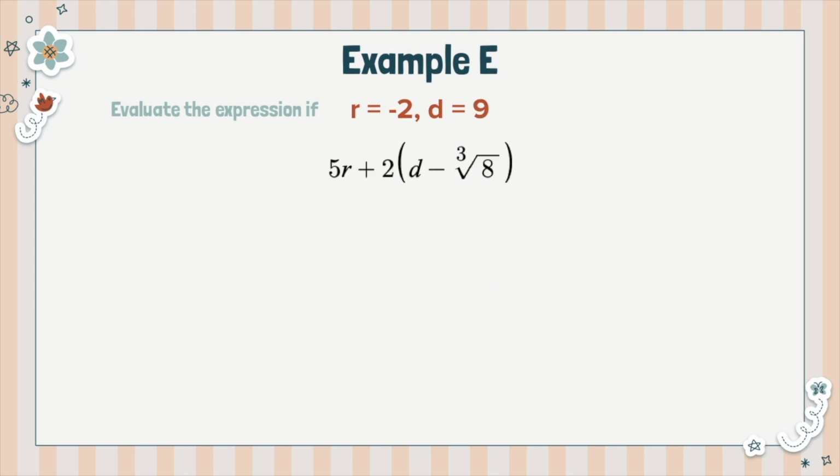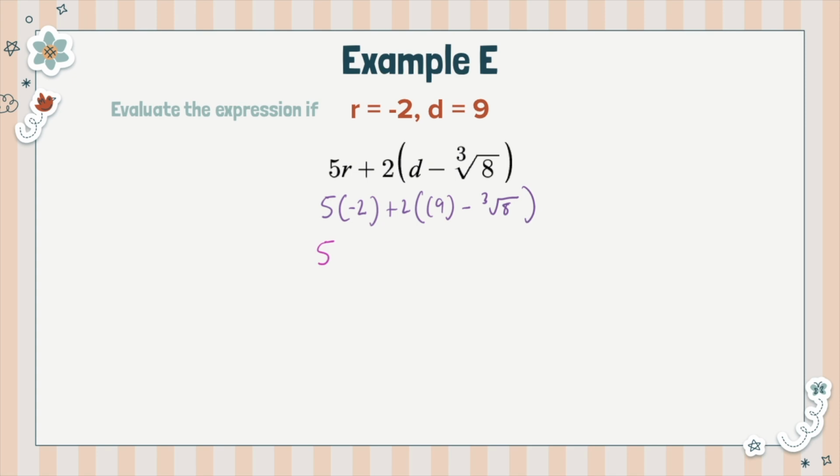Here we are at example E, and it says r is equal to -2, d is equal to 9, and we need to evaluate this expression. So the first thing that we need to do is substitute in using parentheses. So we've got 5, parentheses -2, plus 2, parentheses, and then we've got parentheses 9, close parentheses, minus the cube root of 8. All right, so now we've got to follow our order of operations. So we're going to do the thing inside the parentheses first. So the cube root of 8, so that's the number that can be multiplied 3 times to give us 8. So that number is going to be 2.